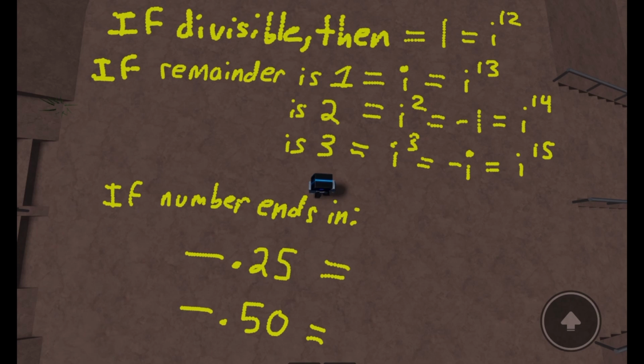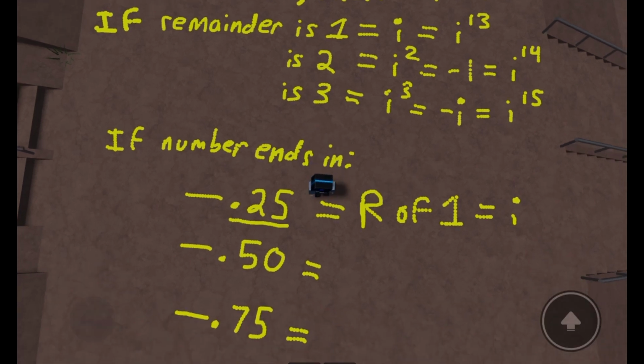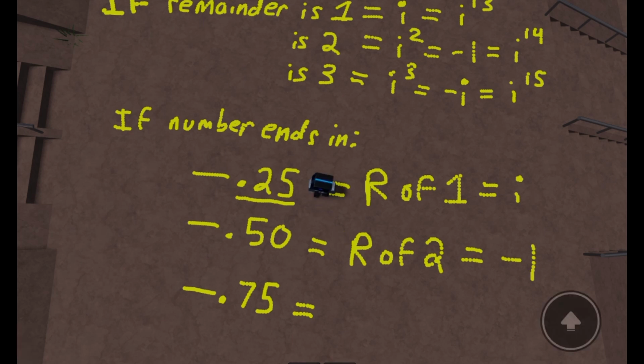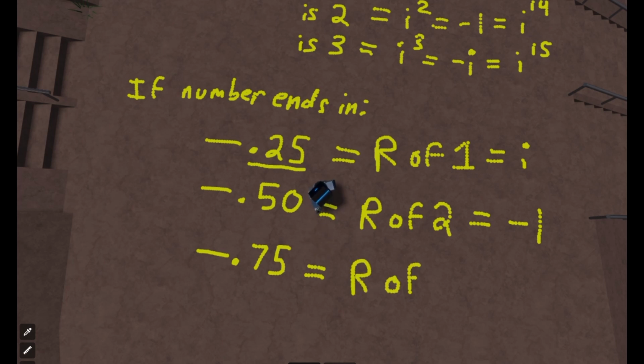Well, if you divide the numbers on a calculator and you get a number that ends in 0.25, this means you have a remainder of 1. And this is just equal to i. If you do the math and you get that the answer ends in 0.5 when you divide the power by 4, that means you have a remainder of 2. And that's just equal to minus 1. And if you divide the power by 4 and you get the answer ends in 0.75, this is just a remainder of 3. And we know that's equal to i to the cubed, which is just equal to minus i.